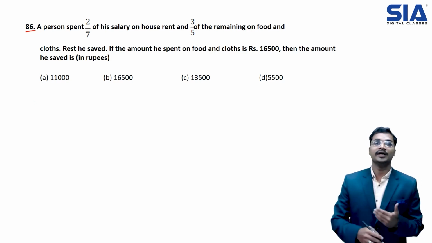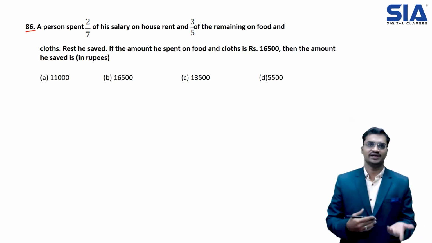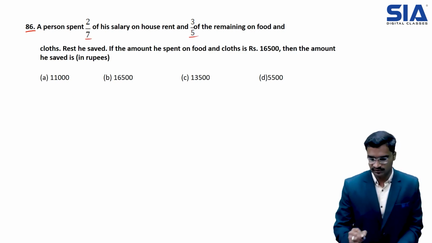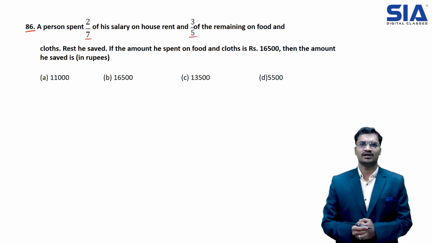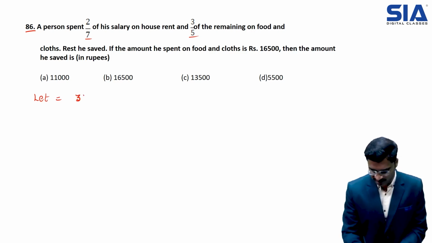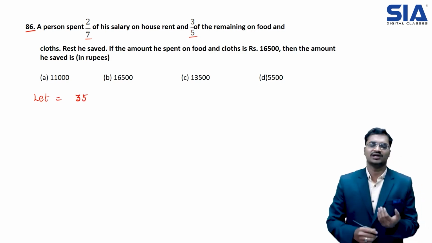So let us assume our income or our total salary as any number. Let me take the value as the LCM of 7 and 5. The LCM of 7 and 5 is what? 35. So let us assume our salary is 35 rupees, or 35 units.